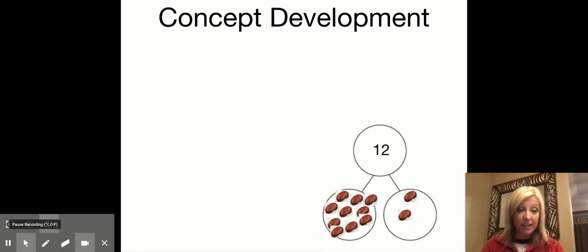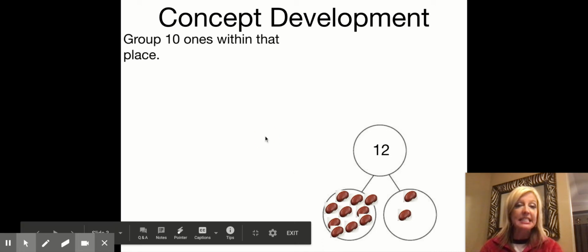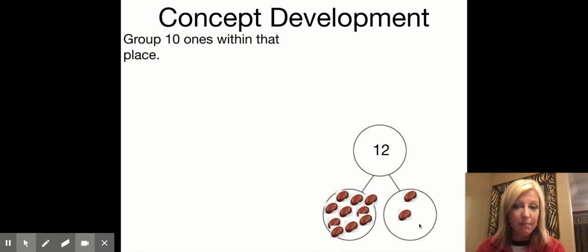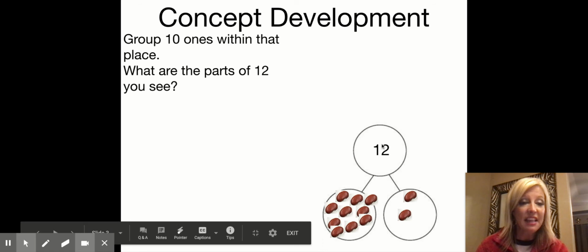Now that you've counted out your 12 counters and put them in your whole, I want you to pull out 10 of them and put it in one of your parts. So count out 10 of your counters and put them in your part. So we have 1, 2, 3, 4, 5, 6, 7, 8, 9, 10. And then what did we have left from that? 2, and so we put that 2 in our other part. That would have been our missing part.